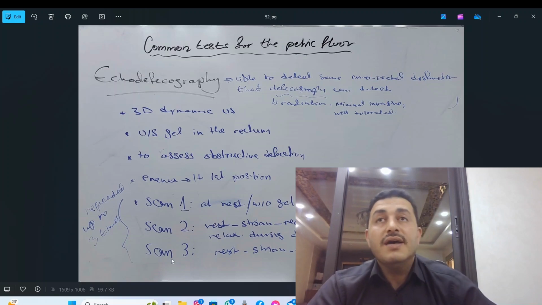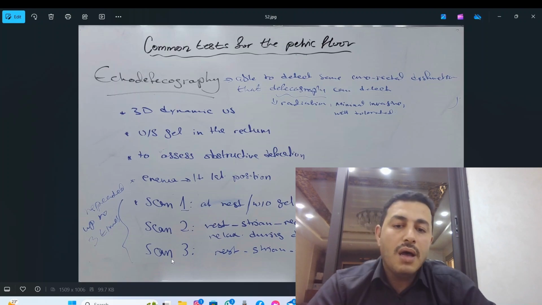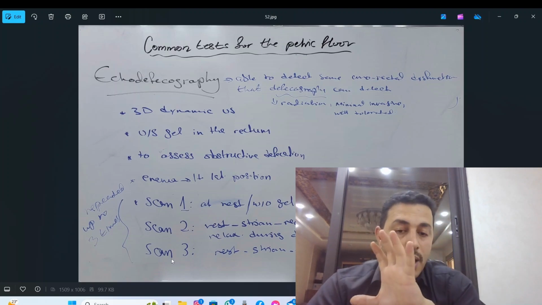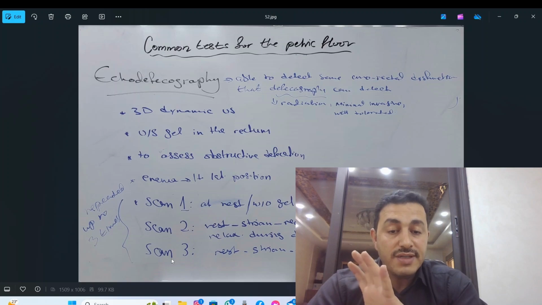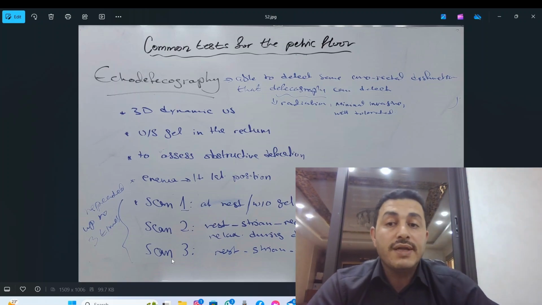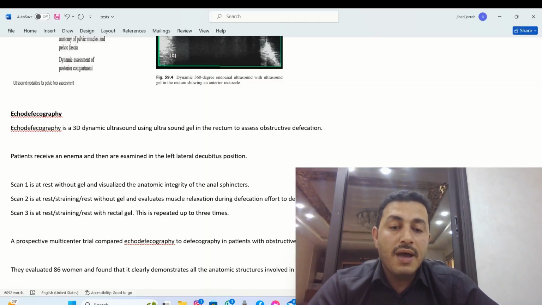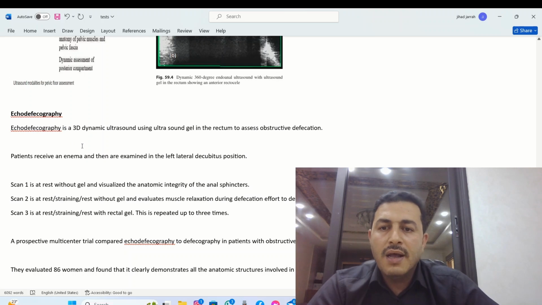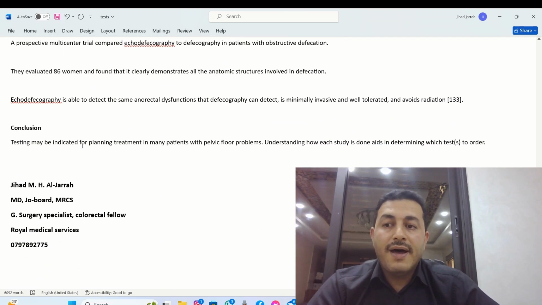And scan 3 is with gel. We take a scan during rest, then during evacuation, and then during rest. This is what we call the echo defecography, repeated 3 times, and then we collect the data. In this modality we use, logically, the endoanal probe.